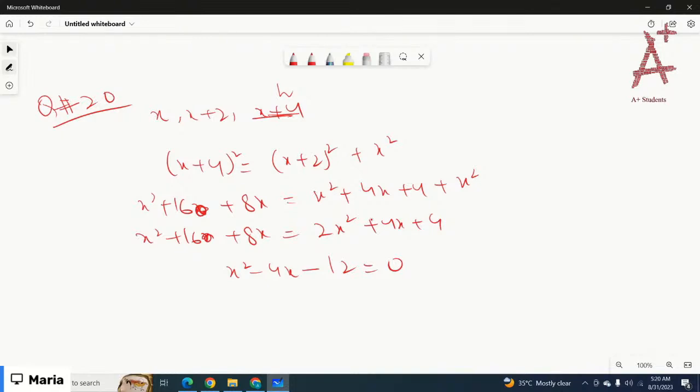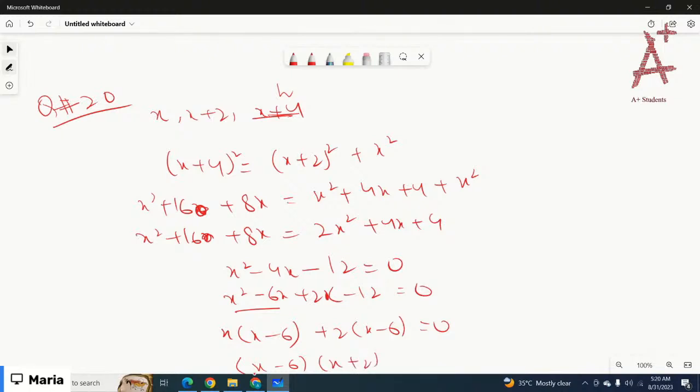We can factorize, 4 times 3 is 12. Okay, you can take common x minus 6 plus 2 times x minus 6. So the two factors are x minus 6 and x plus 2. So that means the two values of x are x equals 6 and x equals negative 2, right?